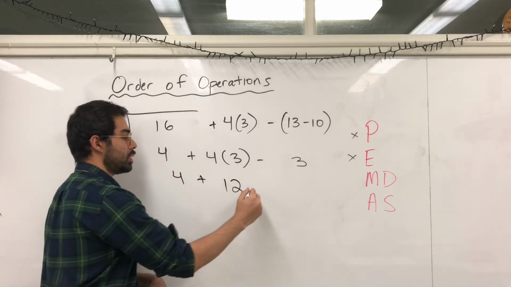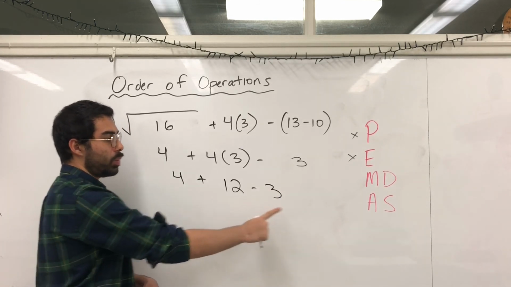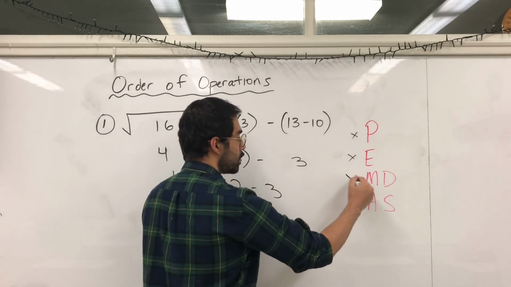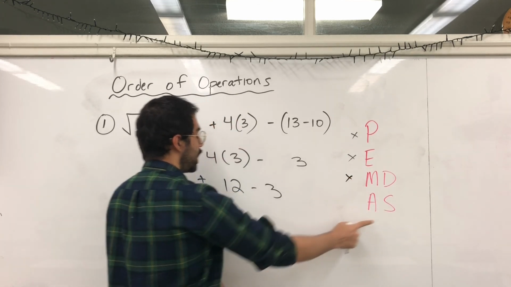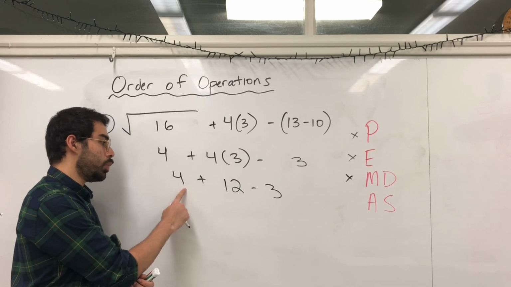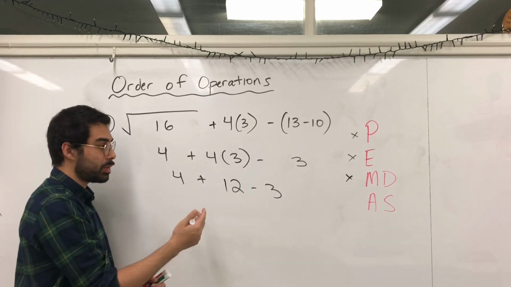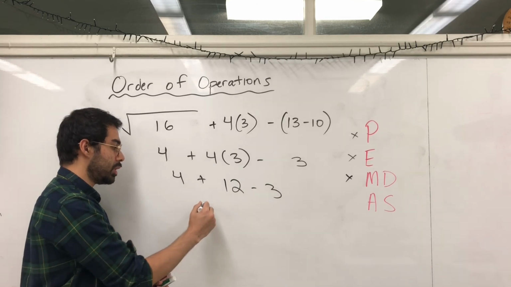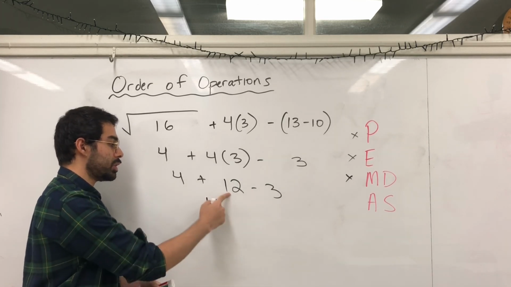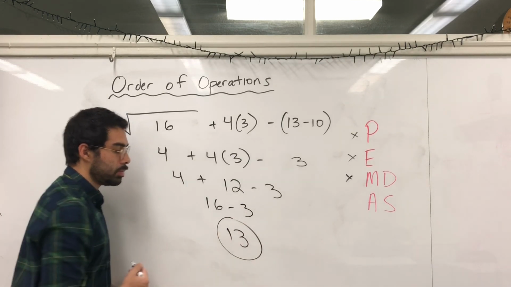Drop everything else down. Again, are we going to add first or subtract? Well, we're done with multiplication. There's no more of this. Are we going to add or subtract first? Well, the simple rule is whatever you see first, reading from left to right, you do first, right? In this case, addition comes first. So 4 plus 12 is 16, minus 3. This ends up being 13. Okay?